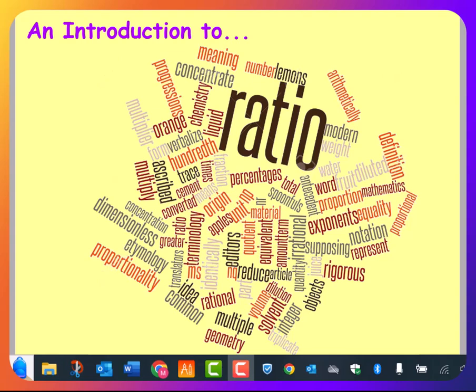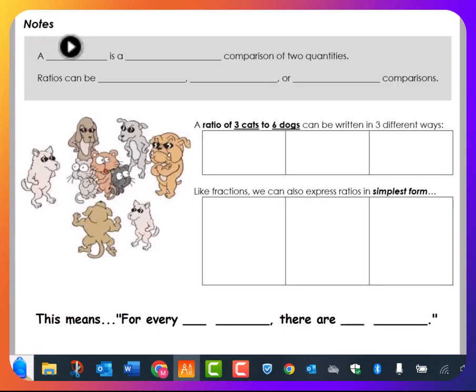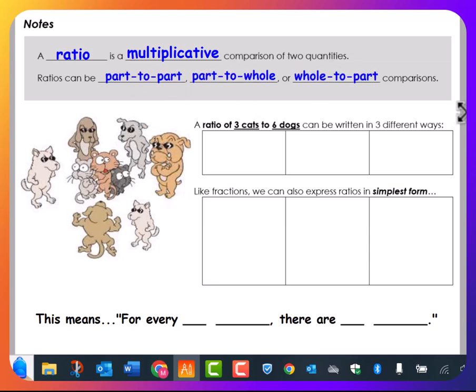Please make sure that you're taking good notes as you watch the video. Okay, so a ratio is a multiplicative comparison of two quantities. That means we're comparing the quantities with multiplication. Ratios can be part to whole, or whole to part comparisons.